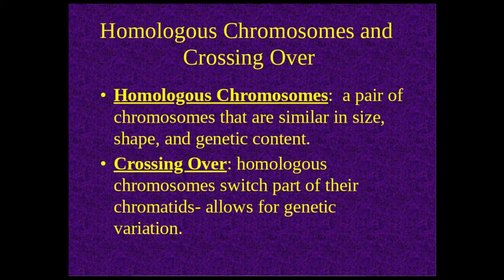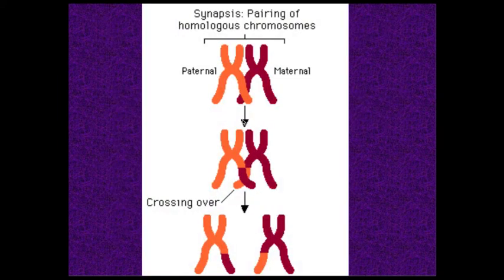Crossing over, that's when these homologous chromosomes switch part of their chromatids. And this is what allows for a lot of variation, especially between the same parents with an offspring. That's why you don't look like your brother or sister. So this is what happens during homologous crossing over, all right?